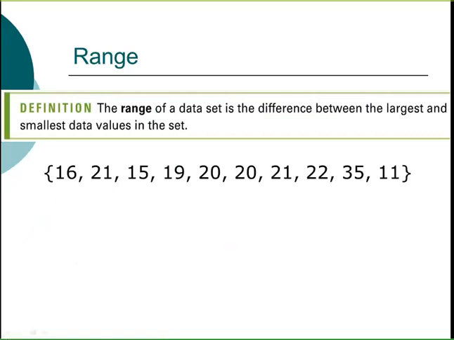So all we have to do is figure out what is the smallest number, which is 11, and what is the largest number, which I'm seeing is 35. There it is: 35 is your biggest, and 11 is your smallest. So all you do is take your 35 minus your 11, and that gives you your overall range.